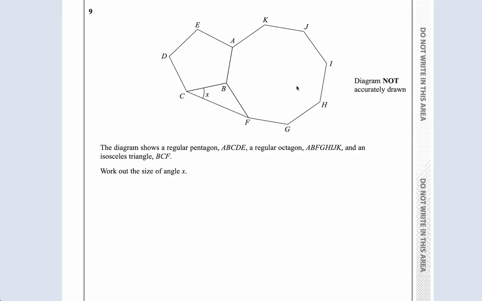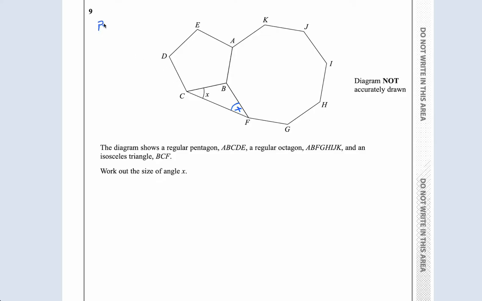A regular octagon and an isosceles triangle BCF. Work out the size of angle X. Okay, so that's X. This, I guess, guys, is also X because it's an isosceles triangle. I'll just put that in to begin with.